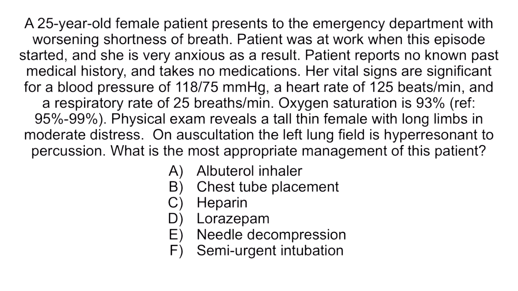A 25-year-old female presents to the emergency department with worsening shortness of breath. Patient was at work when this episode started, and she is very anxious as a result. Patient reports no known past medical history and takes no medications. Her vital signs are significant for a blood pressure of 118/75, heart rate of 125, and respiratory rate of 25. Oxygen saturation is 93%. Physical exam reveals a tall, thin female with long limbs in moderate distress. On auscultation, the left lung field is hyperresonant to percussion. What is the most appropriate management of this patient?